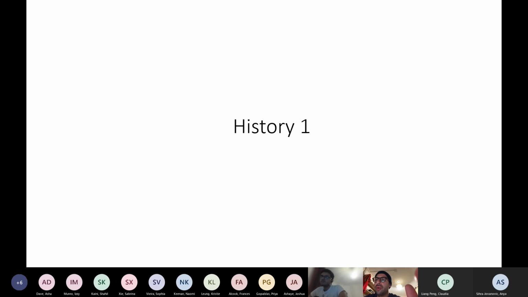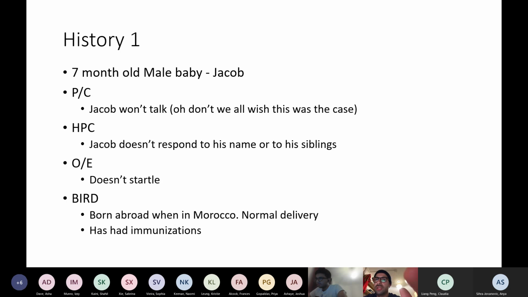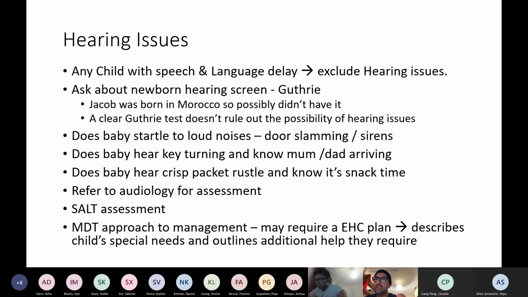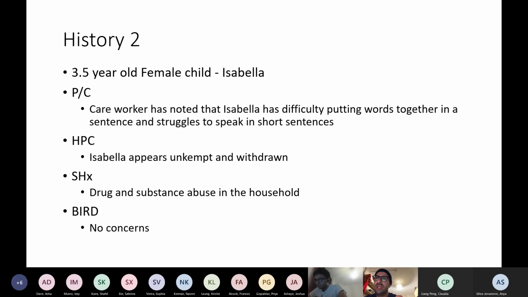So he doesn't respond to his name or to his sibling. Basically that means that he's not responding when people are speaking to him. He should be focusing in on sounds by at least 6 weeks. So at 7 months, that is a clear red flag. Good job, everyone. Fantastic.